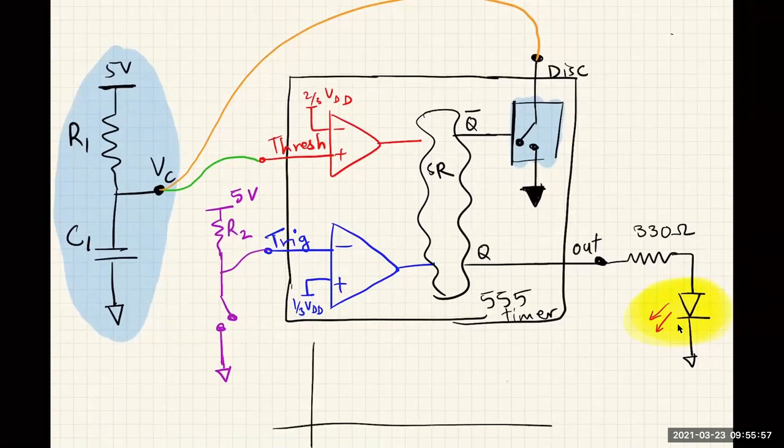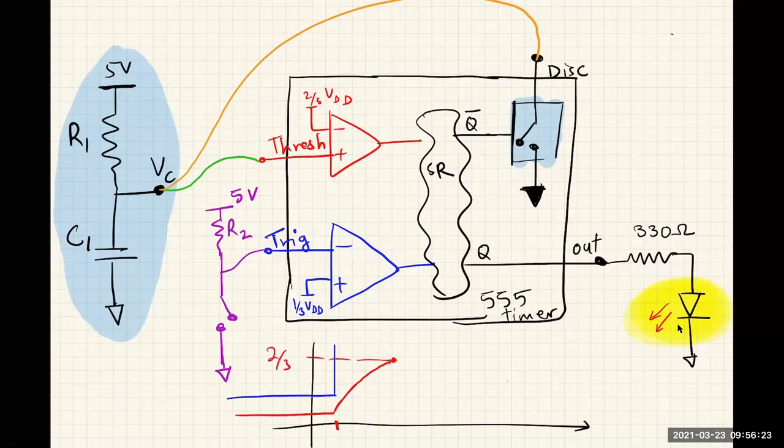So if we make a graph here, the capacitor voltage was at 0. As soon as I press the switch, the capacitor starts to charge. And also, as soon as I press the switch, the output goes high. Okay. Now the capacitor is going to continue to charge until it reaches 2/3 VDD.